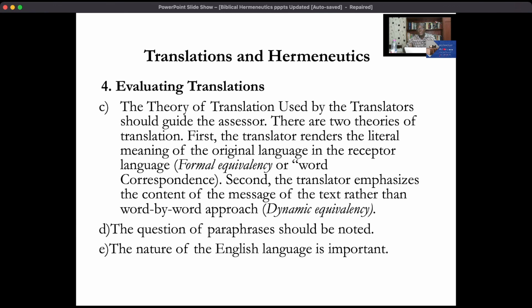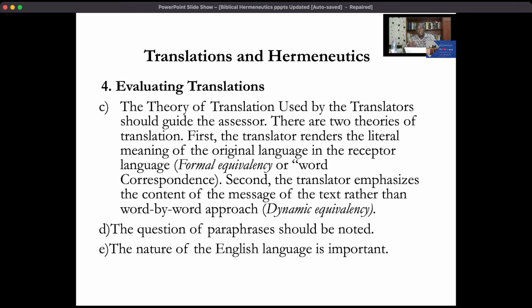C is that you should know the theory of translation used by the translators. This is important because there are basically two, or let's say three theories. First one is what we call the formal equivalence. Here, the translator renders the literal meaning of the original language in the receptor language. So it is word by word or word for word translation. And here, the King James Version is very good because it translates the Greek or the Hebrew word for word. The RSV is the same.